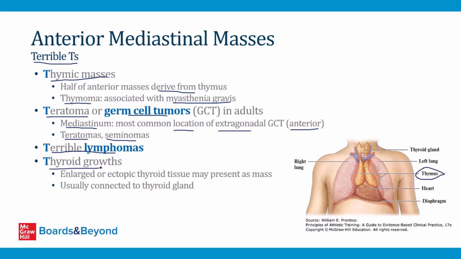So the anterior mediastinum is located right near the thyroid gland, and so an enlarged thyroid or ectopic thyroid tissue sometimes presents as a mediastinal mass. Often these masses are connected to the thyroid gland, and that gives you a clue as to what they are.